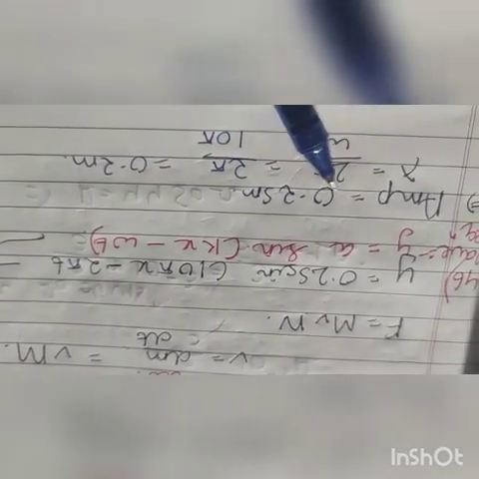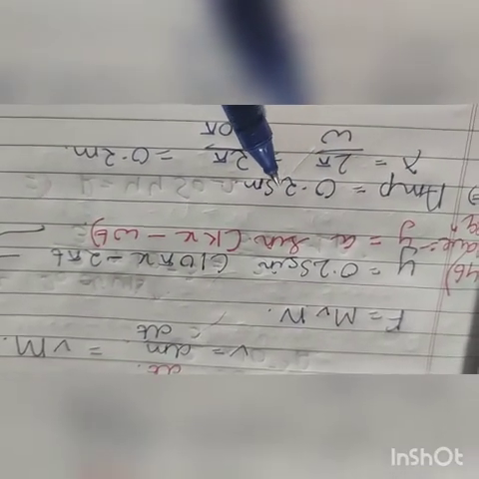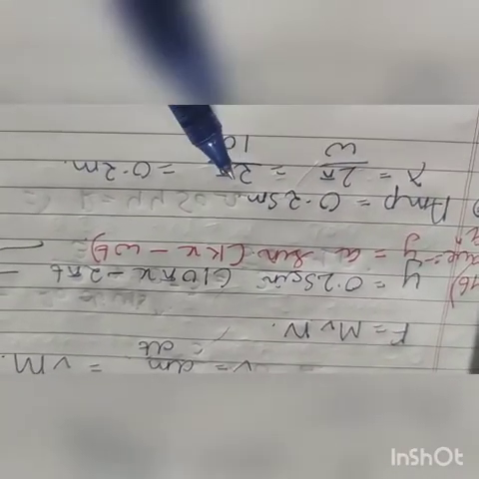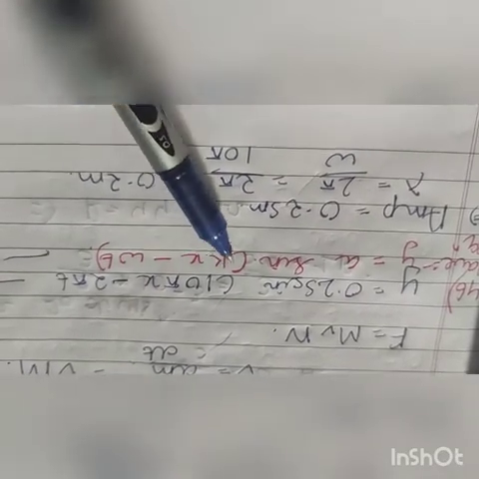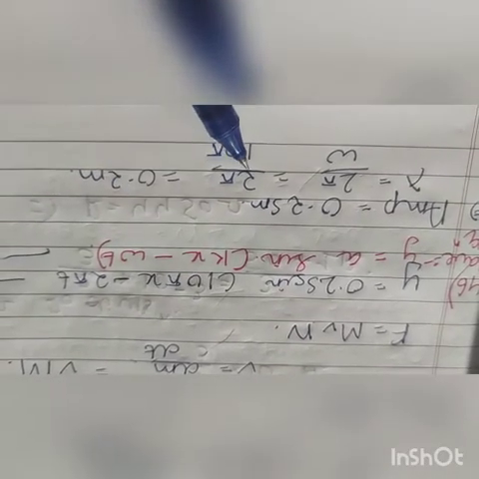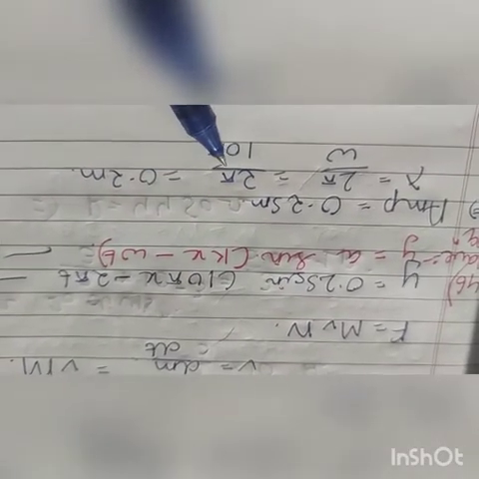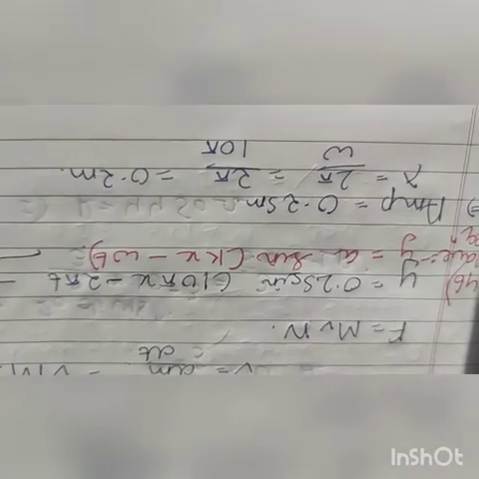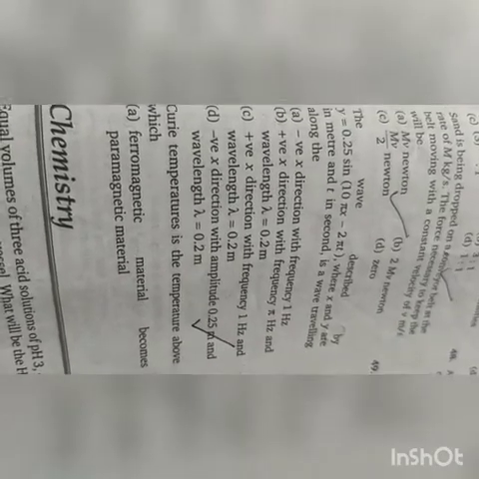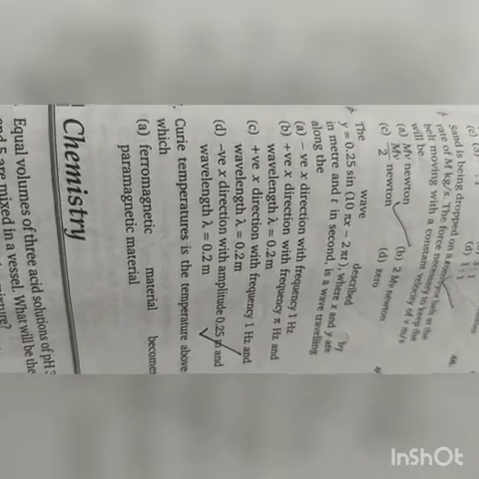So amplitude here is 0.25 meter, that is A, and lambda is equal to 2 pi by k, so it is 2 pi by 10 pi, as given here, so it is 0.2 meter. So here the correct option is negative x direction with amplitude 0.25 meter and wavelength lambda equal to 0.2 meter.